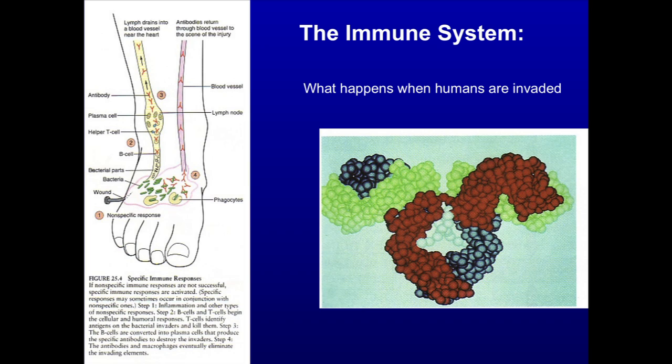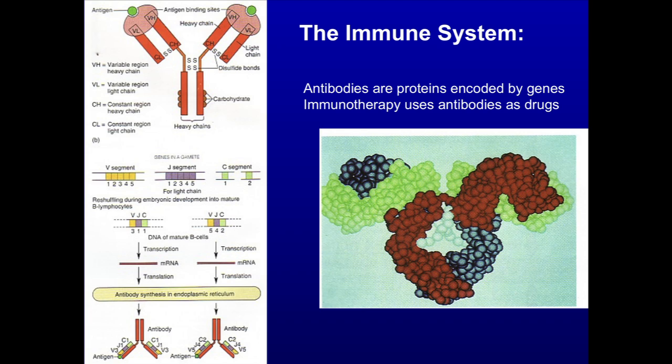In this case, the first recognition signal is picked up by a phagocyte, and then this is recruited by helper T cells, and eventually antibodies are generated, which are proteins which are capable of recognizing either foreign proteins or any other foreign substance that we would call an antigen. So antibodies then are proteins that are encoded for by genes, and immunotherapy uses antibodies as drugs.